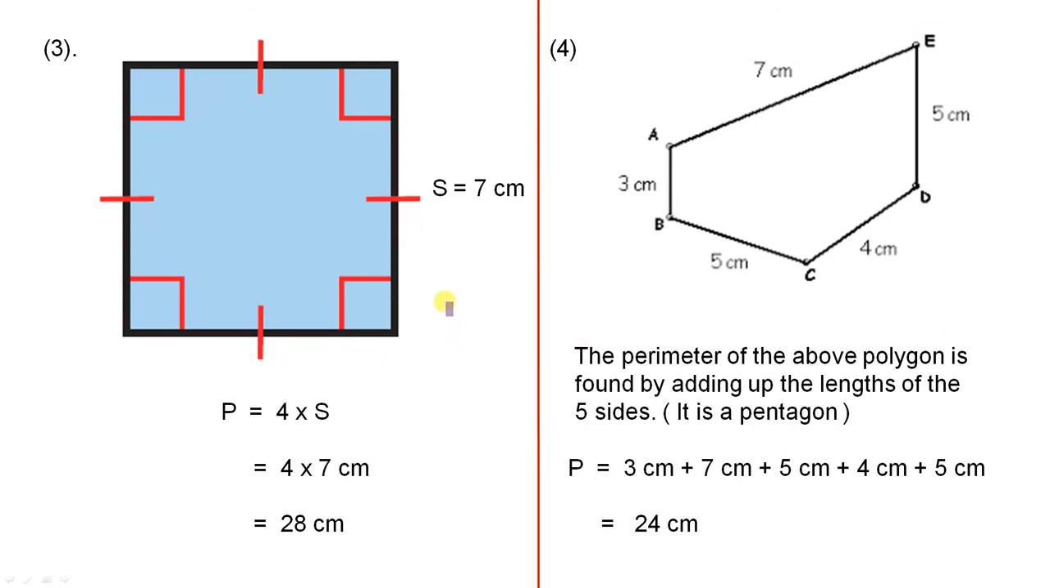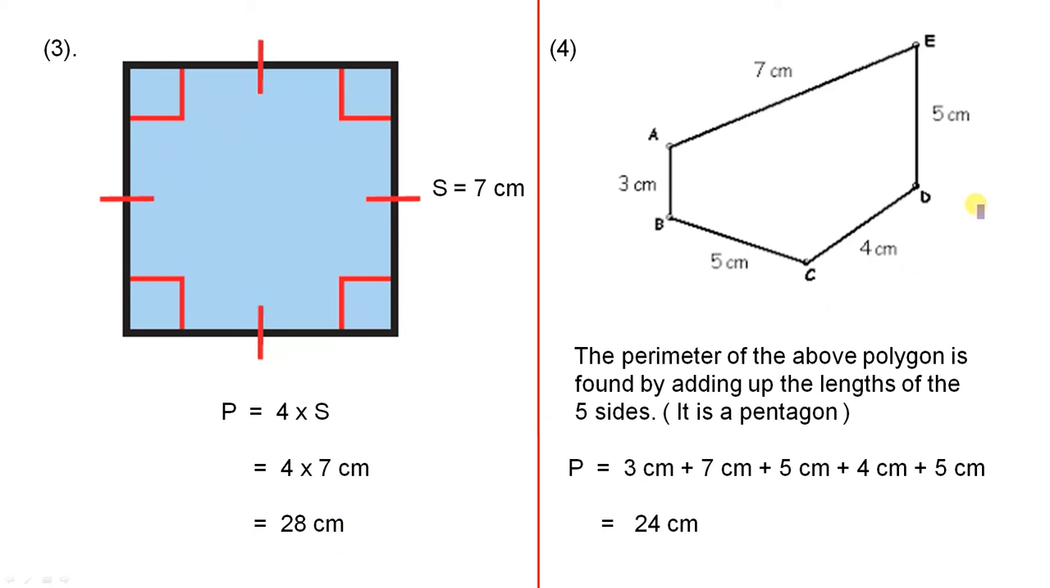The next example is similar to the previous one, except that each of these marks here tell us that the 4 sides are equal. Since we have all right angles, that's definitely a square. So if we have S equals 7 centimetres, which means the side equals 7 centimetres, that's all we need, because if it's a square, then all the other sides are equal. So the perimeter will be 4 times S, which is 4 times 7 centimetres, and that gives us 28 centimetres.